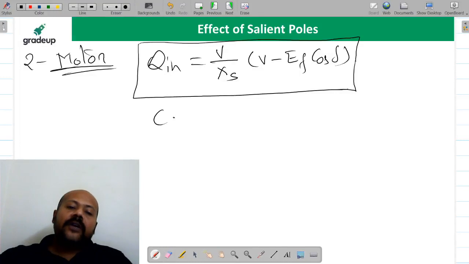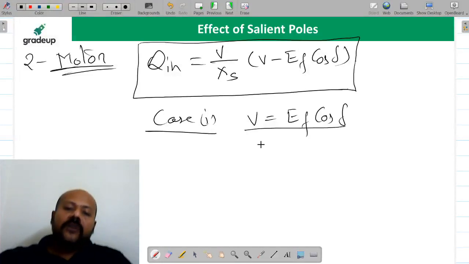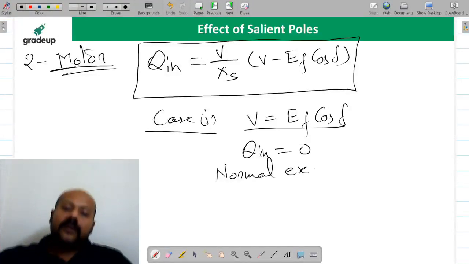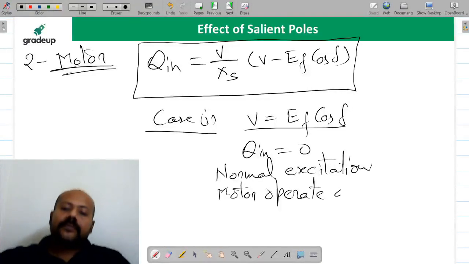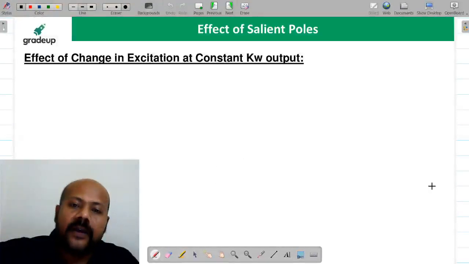Again beta, I am going to take different cases. Case number 1, V is equal to EF cos del. When V is equal to EF cos del, Q in is beta going to be 0. Again it is normal excitation, and your motor is going to operate at unity power factor. I hope it is clear to all of you.